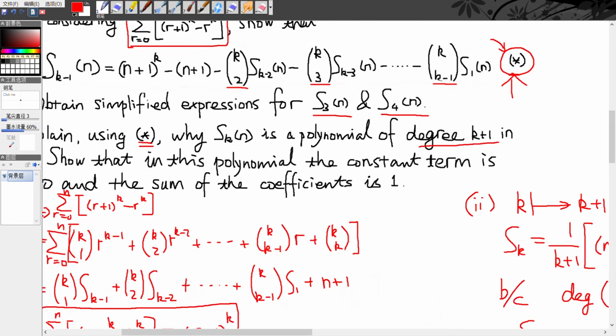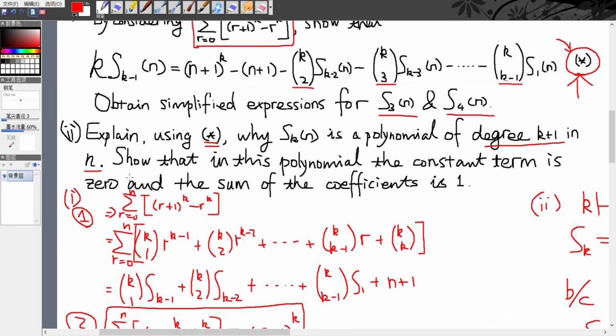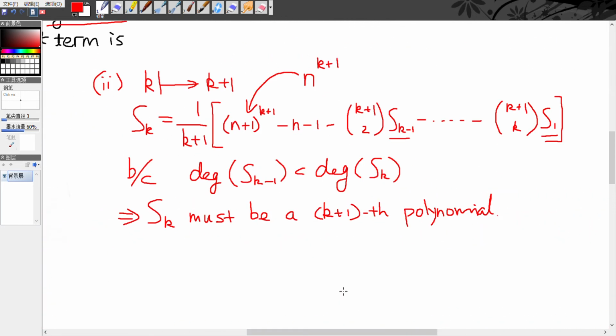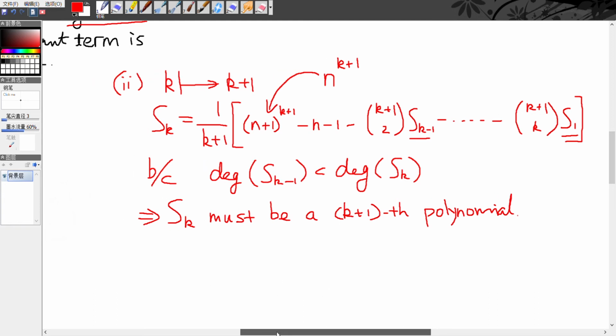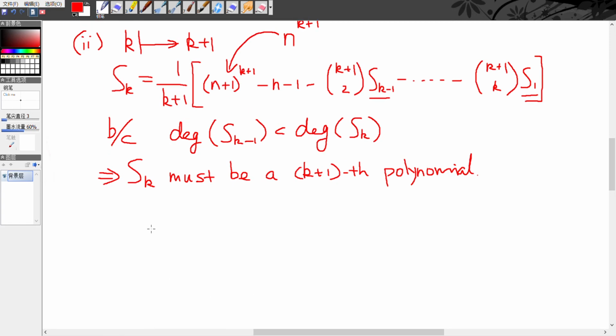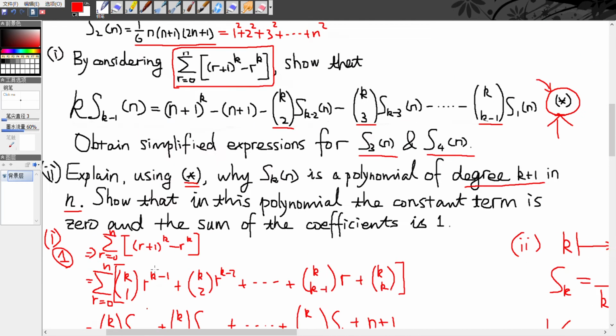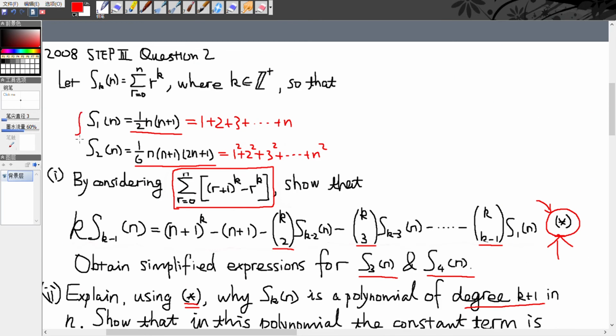The second sub-question asks us to show that in this polynomial the constant term is always 0. So this polynomial s_k does not contain any constant. This is not very hard as well, because if you observe S1 and S2, they do not contain any constant from here, right? They do not contain any constant.